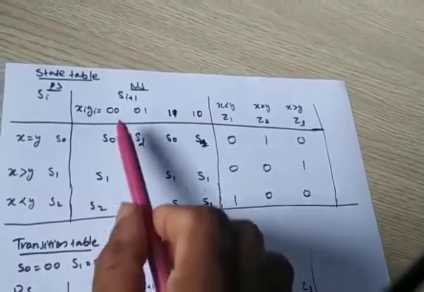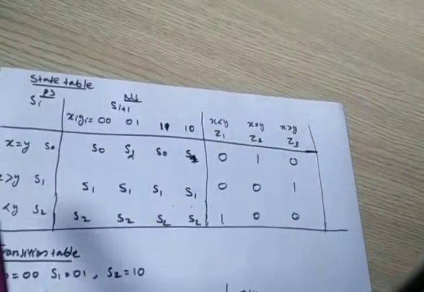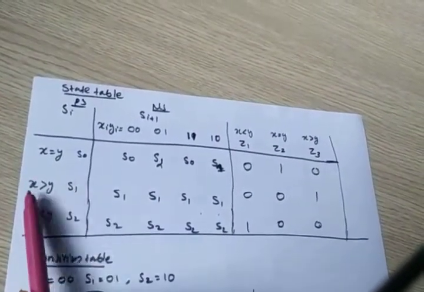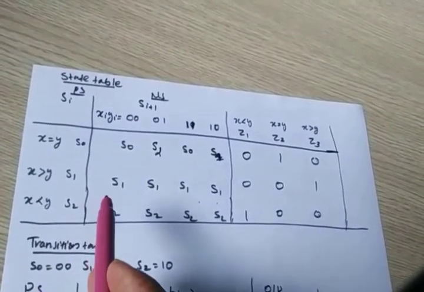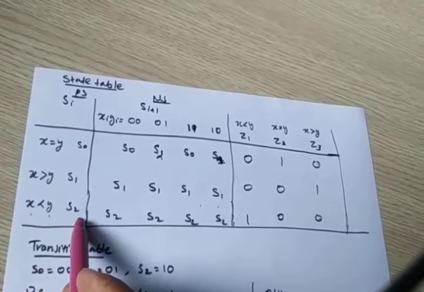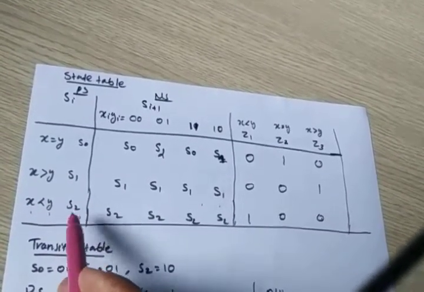Why? Because whatever may be the conditions, in the beginning the present state is x greater than y. That means the MSB is 1. So all bits are 1. Next state is 1. Here the condition is x less than y. That is S2. I am writing it as S2.